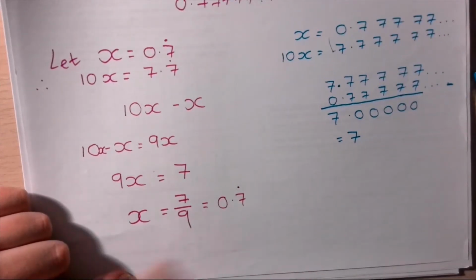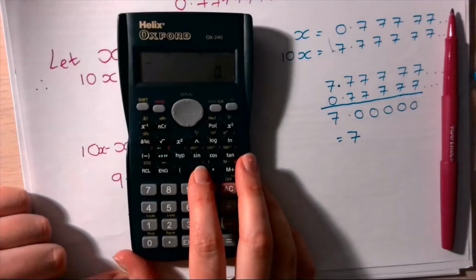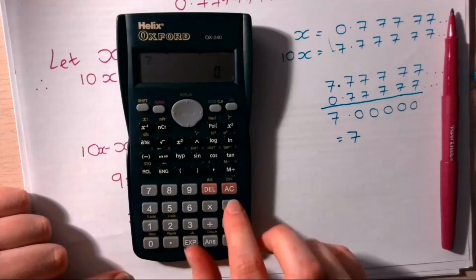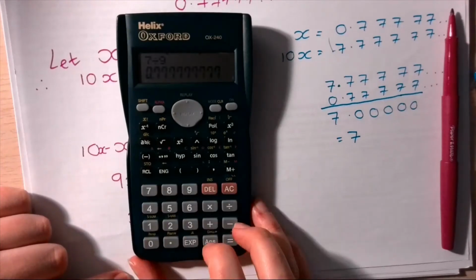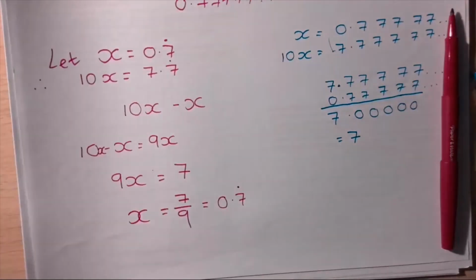And if you type that into your calculator, you would get 7 divided by 9, which is 0.7 recurring. Let's try another one.